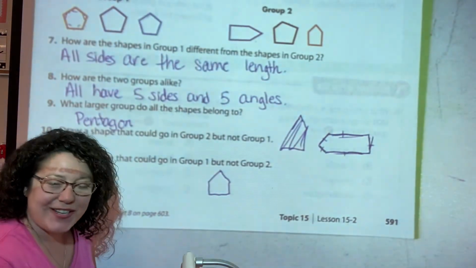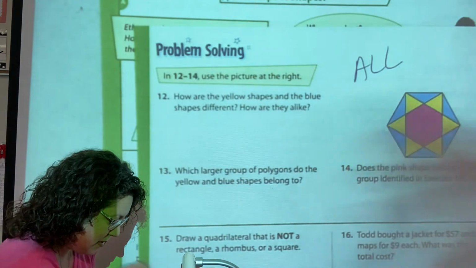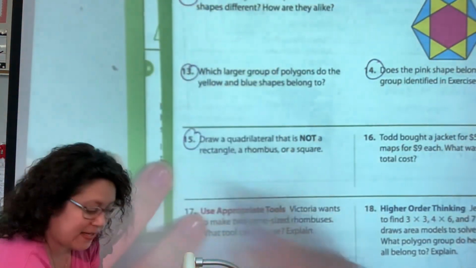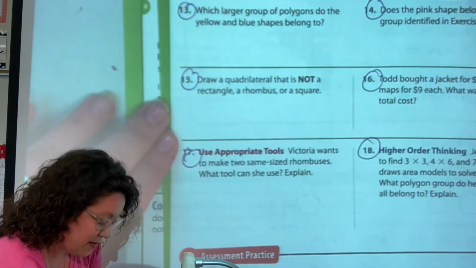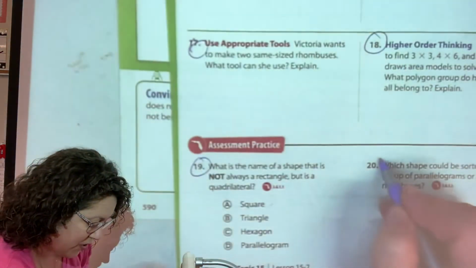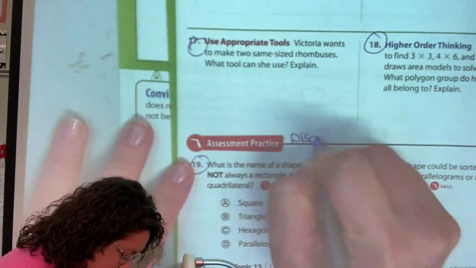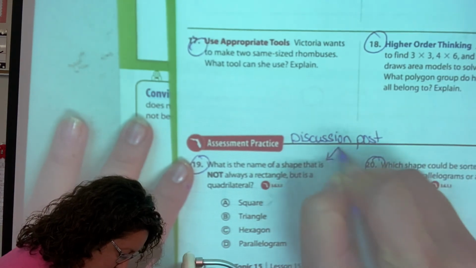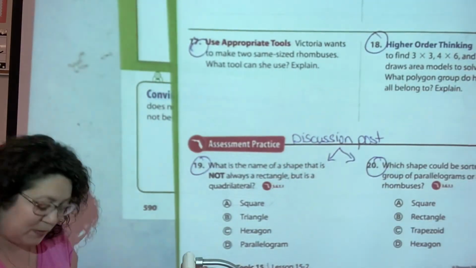Okay, your job now is to do the whole back. Okay, all again. 12, 13, 14, 15, 16, 17, 18, 19, and 20. 19 and 20 are your discussion posts. Okay? So 19 and 20 are your discussion posts.